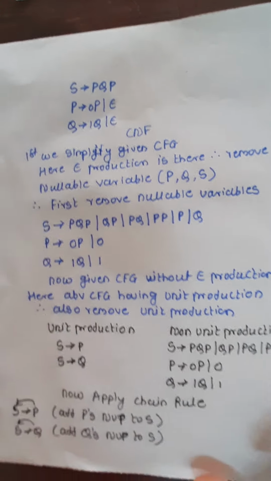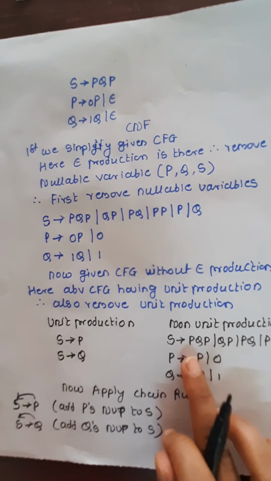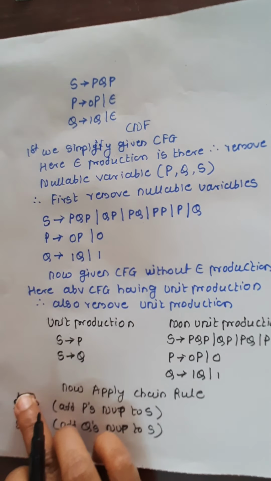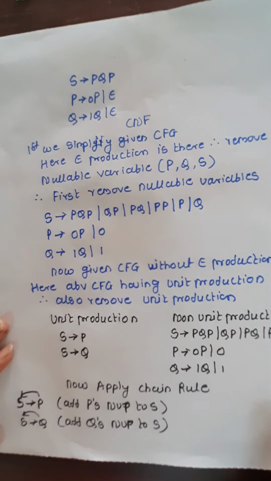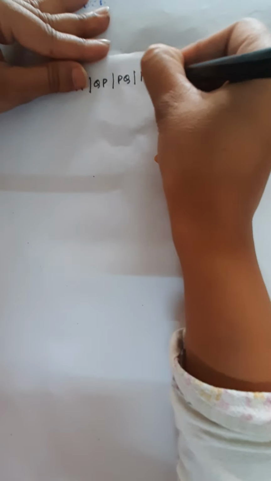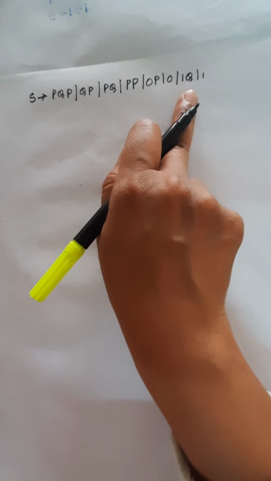And by this chain rule, we have to add P's non-unit production, that means 0P or 0, into the S, as well as Q's non-unit production, that is 1Q or 1, into the S. So by adding this, P's productions are 0P or 0 and Q's non-unit productions are 1Q or 1. Clear? And now this is your S without unit production.